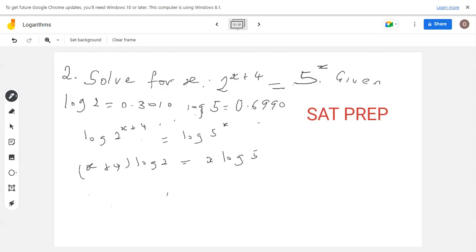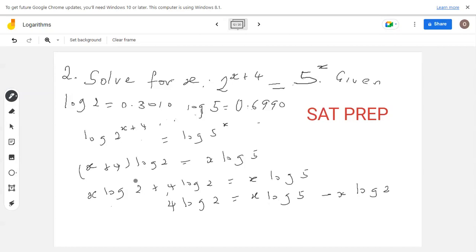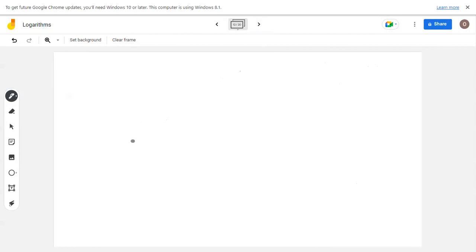You open the bracket here, it becomes s log 2 plus 4 log 2 is equal to s log 5. And which means 4 log 2 is equal to s log 5 minus s log 2. Now we can move to the next slide. 4 log 2 simply means 4 times 0.3010. You substitute for log 2 in the equation.